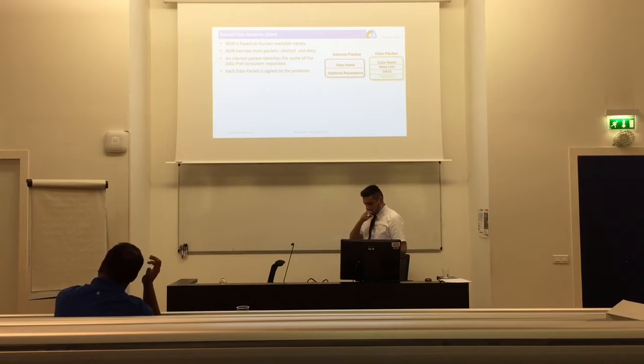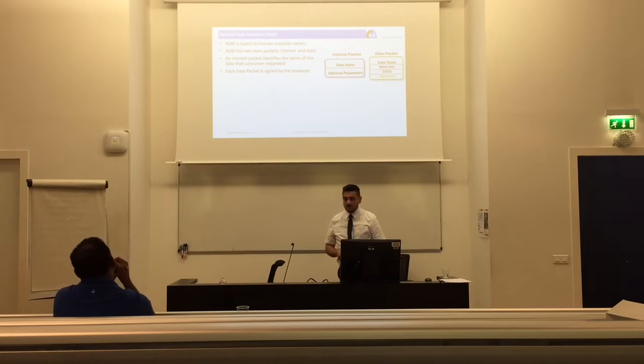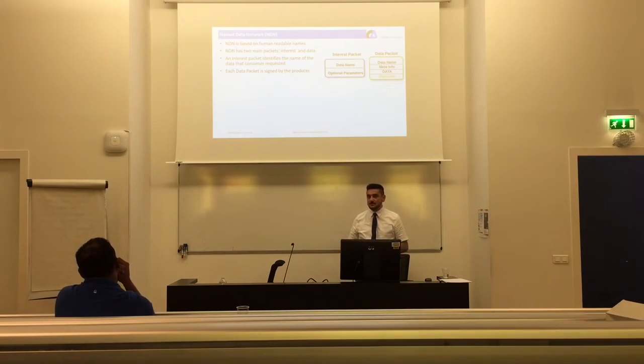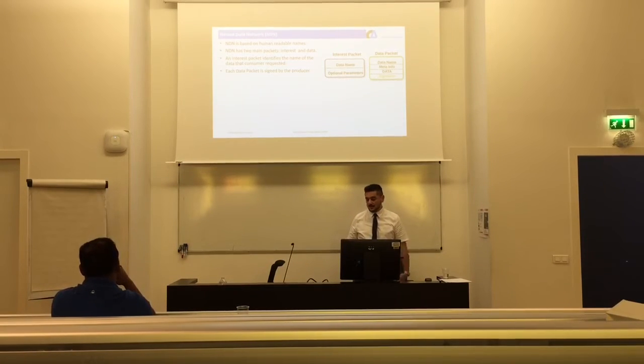For the named data network, I will go over the basic stuff here. Basically we have two basic packets. The interest packet is produced by each consumer. It just carries a name. By the way, data packets and interest packets are humanly readable. That makes it different from IP. The data packet is produced by the content producer, and each data packet in NDN is digitally signed in order to increase integrity.